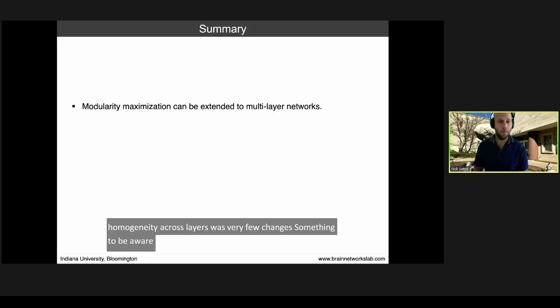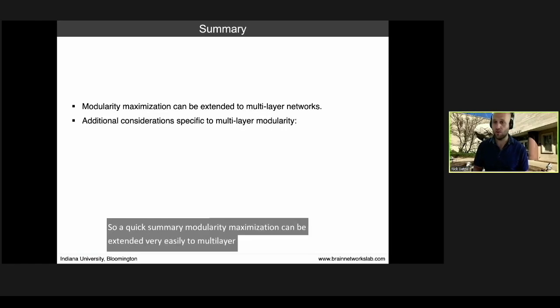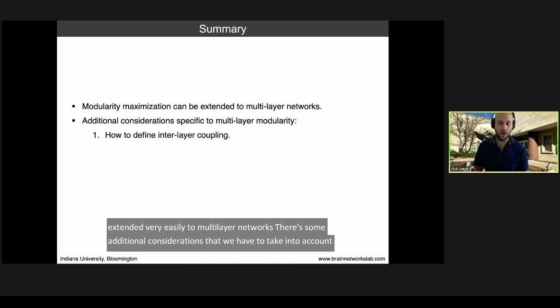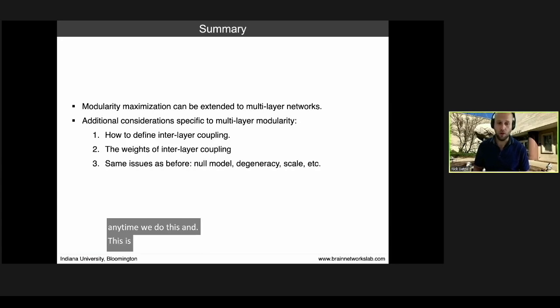So a quick summary: modularity maximization can be extended very easily to multi-layer networks. There are some additional considerations that we have to take into account anytime we do this. This is how we define our interlayer coupling, whether it's categorical or temporal, and what the weight of that interlayer coupling should be. And just like with the single layer case, we need to think deeply about what null model we're using. We need to think deeply about the degeneracy of the solution landscape and the scale, the gamma value, at which we're detecting communities.